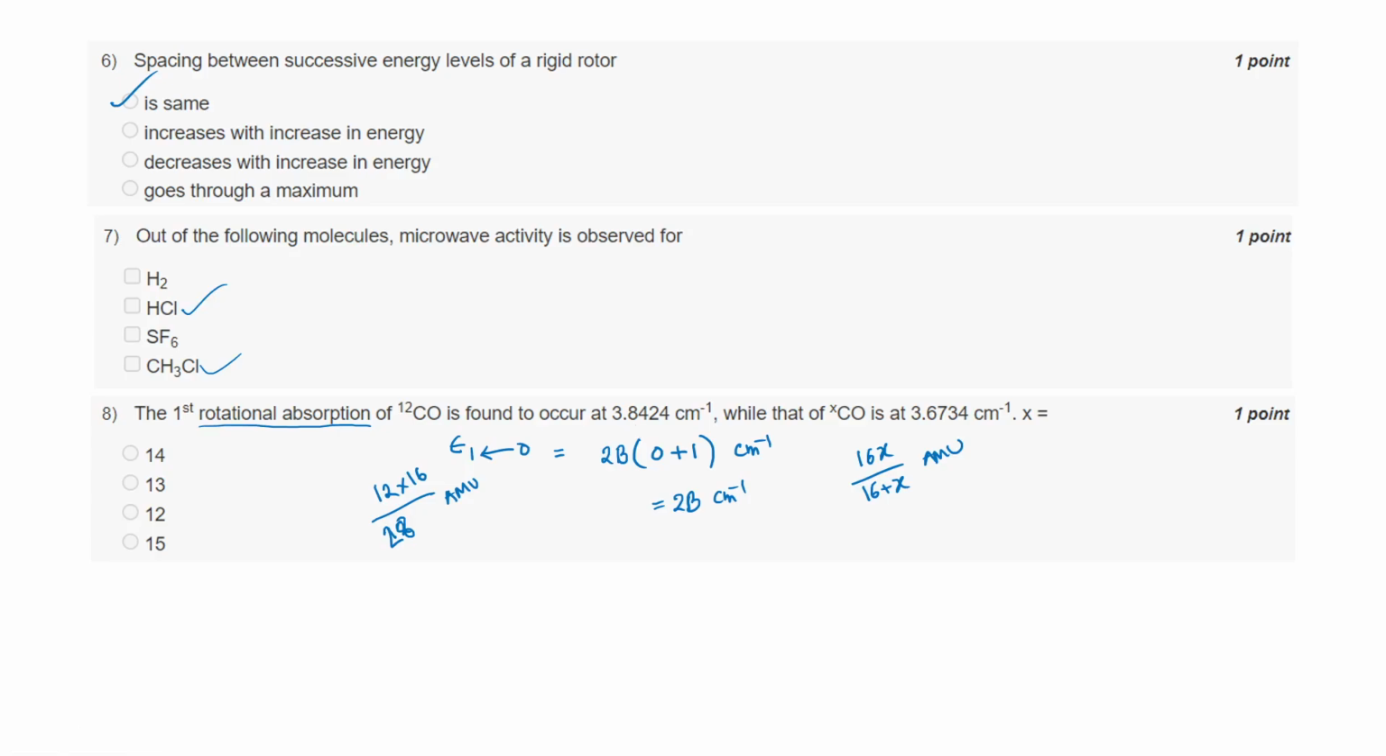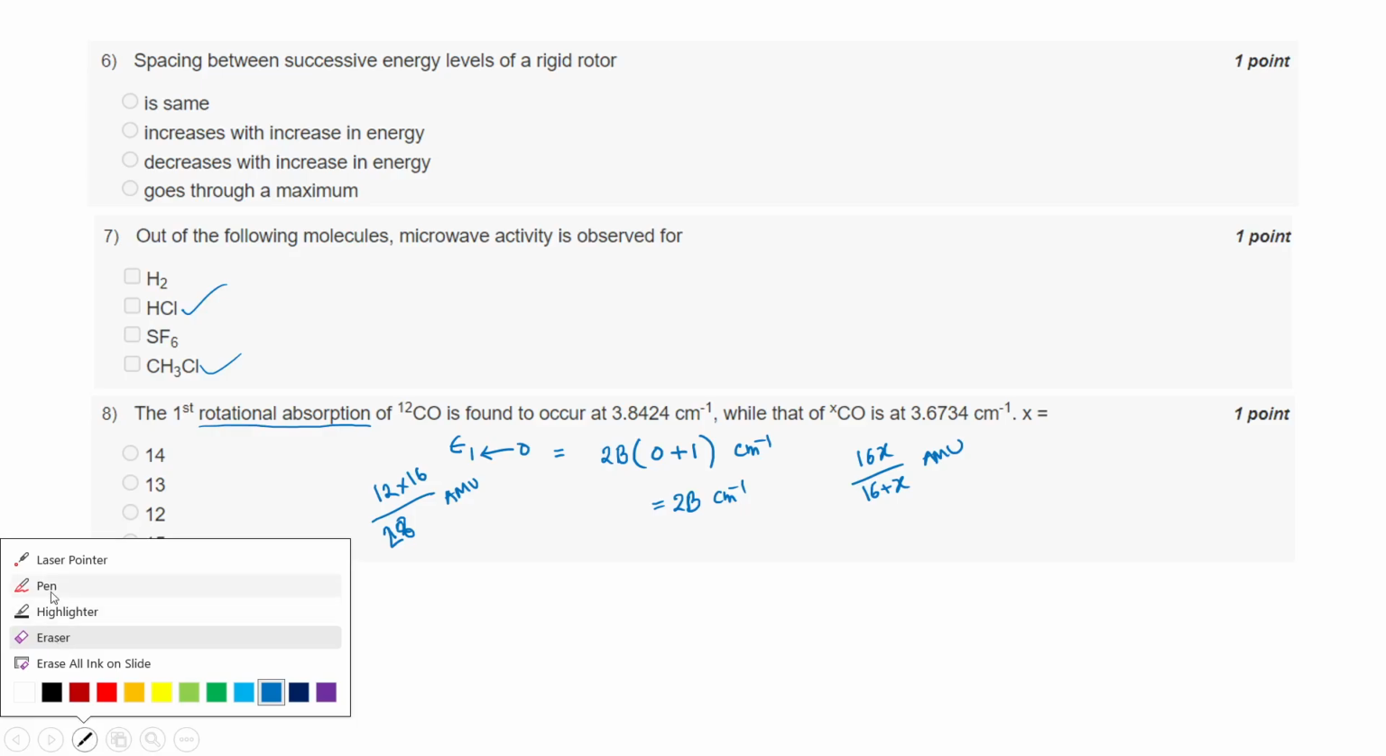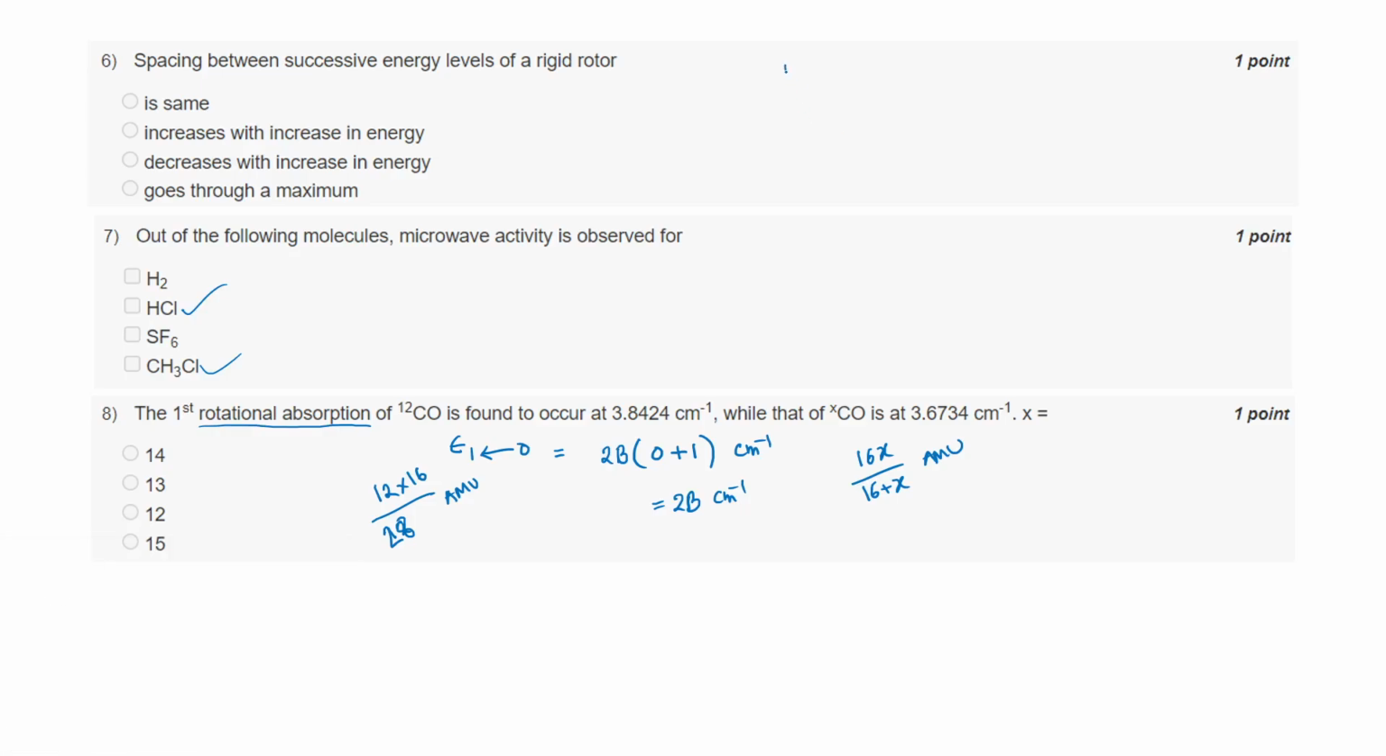The spacing between successive energy levels of a rigid rotor increases with increase in energy. It is J into J plus 1. Actually, it looks like this. I am discussing this because you have already learned about the vibrational levels. Now it actually contains the rotational lines, and they increase in energy, like this.